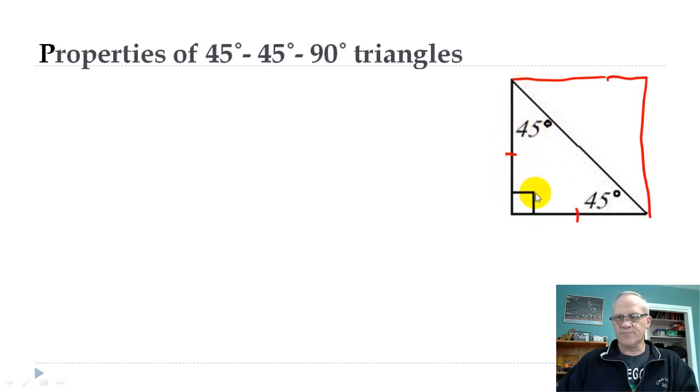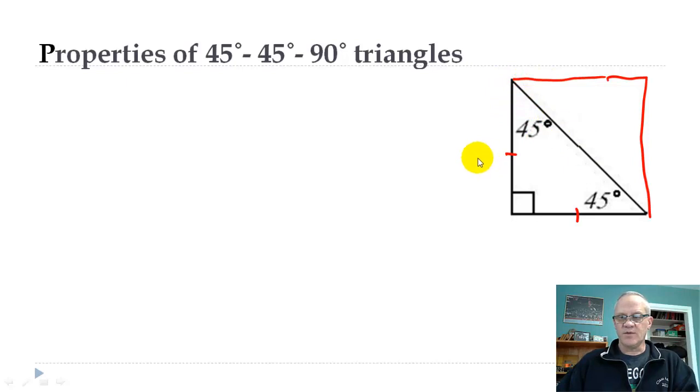Remember also in a square, all the angles are 90 degrees. So this is marked as 90. This is also 90, that's 90, that's 90. Well, when we draw this diagonal here, it cuts that 90-degree angle in half, and so we get 45 degrees here and 45 here. So this is where we came from. We took a square, we cut it in half.